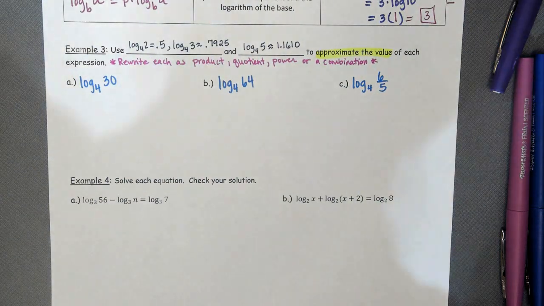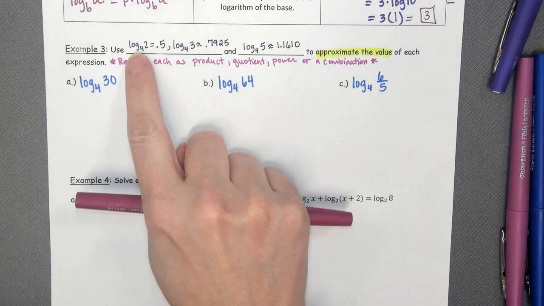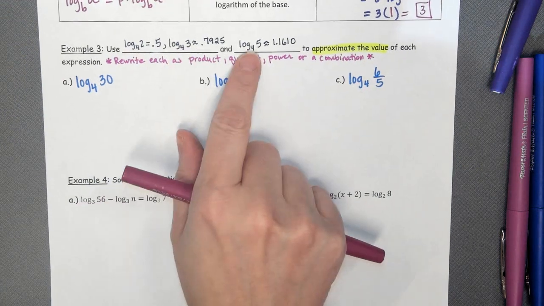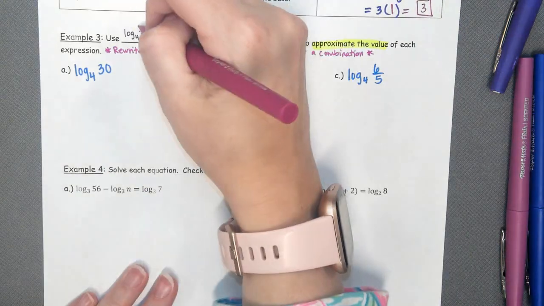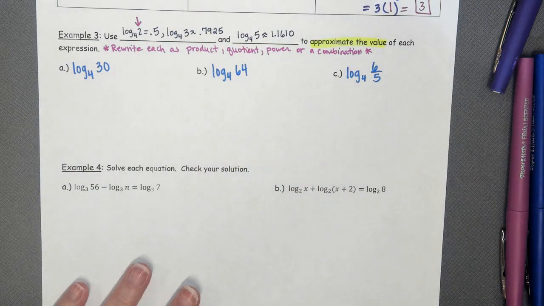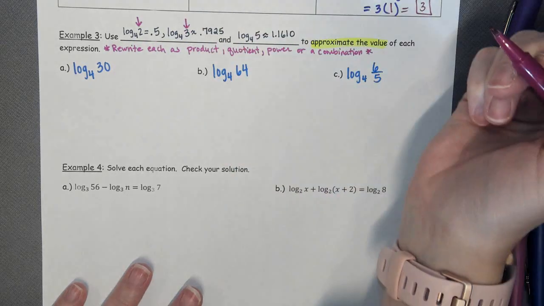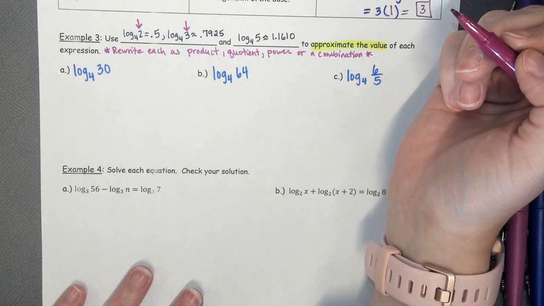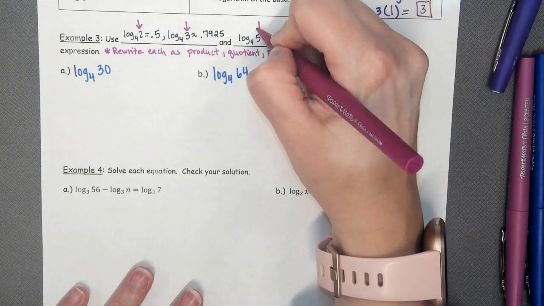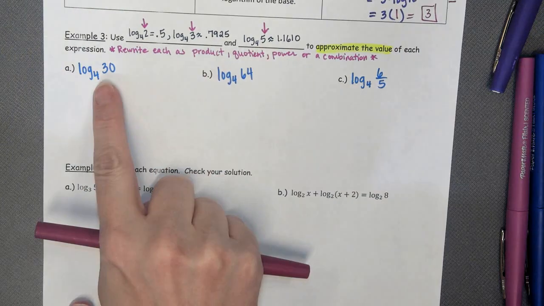When you are doing that, it's important to focus on what the logs are of. Notice that it's log base 4, log base 4, log base 4. The numbers that we're going to focus on are what the logs are of. So 2, what else? 3, and 5. We're going to try to use 2, 3, and 5 to make 30.